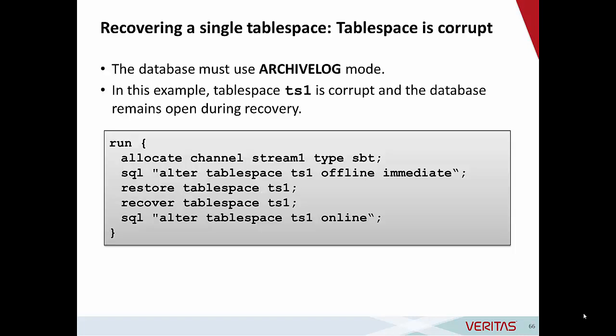Here's an example of a more granular restore, where we have a database that was running in archive log mode and there's a single table space that's corrupt. And so we want to recover this one table space, TS1. Note that the Oracle database remains open during recovery. We open a channel to NetBackup, restore the required table space, and then do recovery on that table space and bring it online.